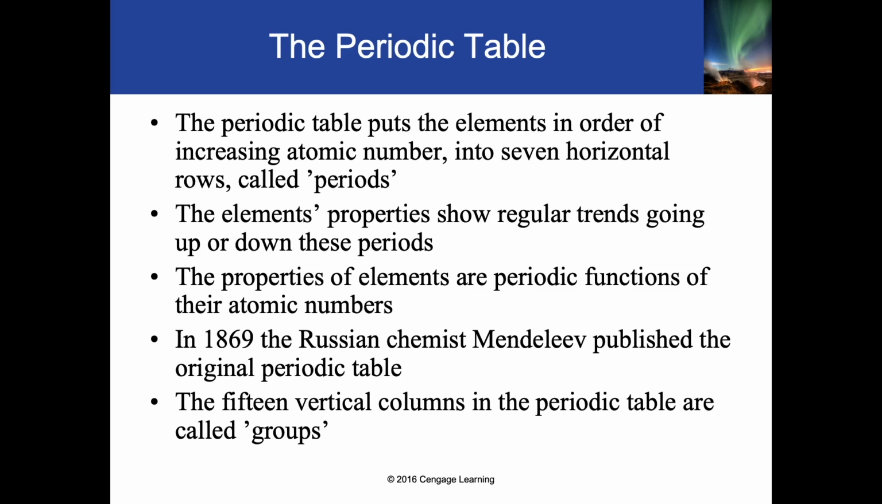Just kidding. Okay, so the periodic table puts elements in order of increasing atomic number into 7 horizontal rows called periods. So these are here, when you go downwards right here. This is period 1, 2, 3, 4, 5, 6, 7. So the horizontal rows are called periods. The periods of elements are the periodic functions of their atomic numbers.